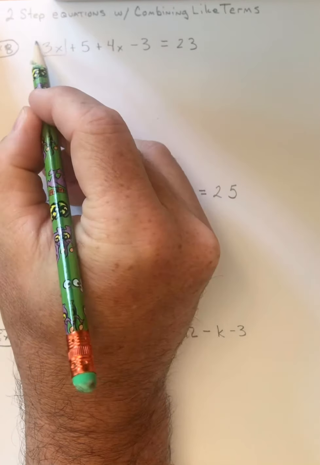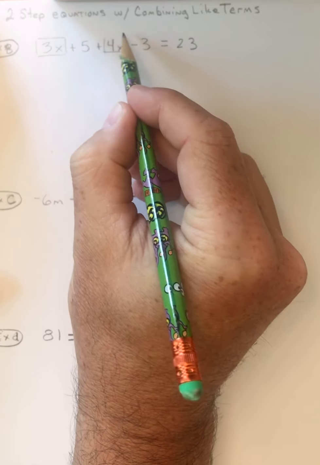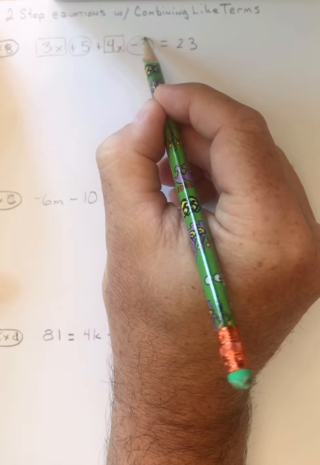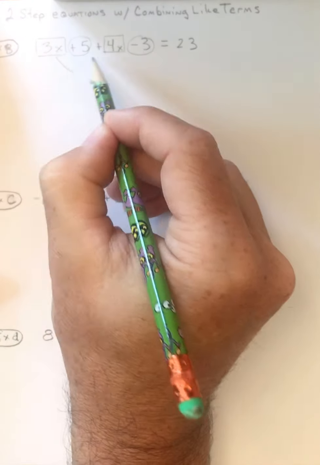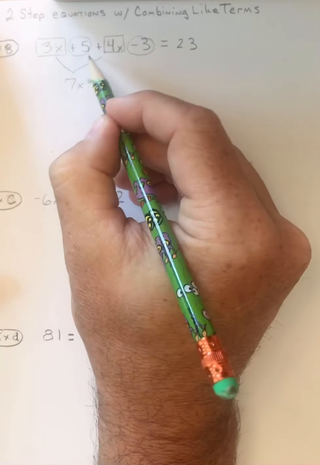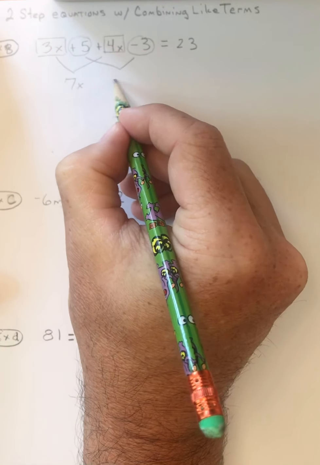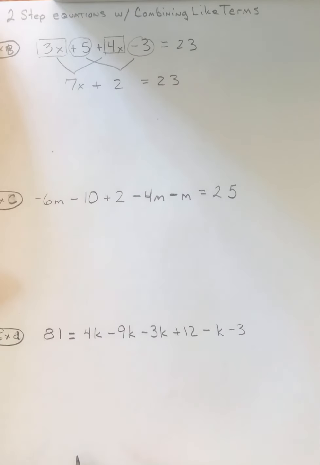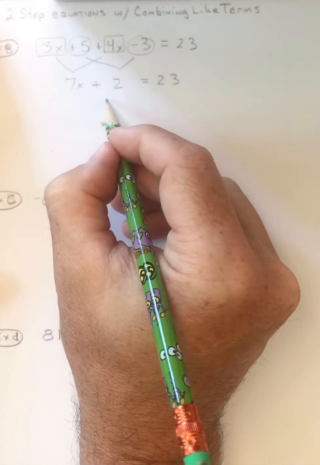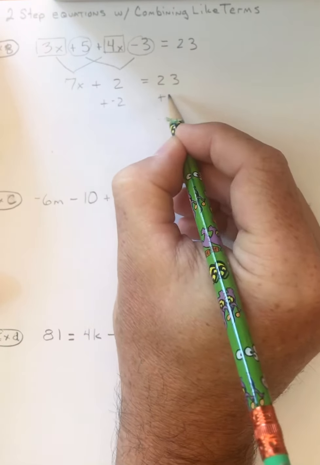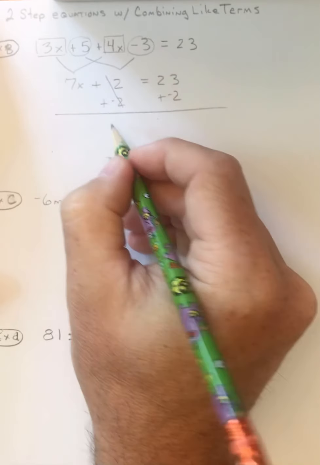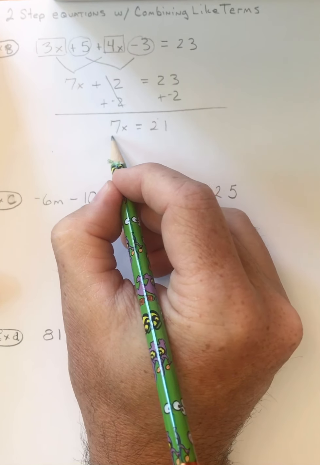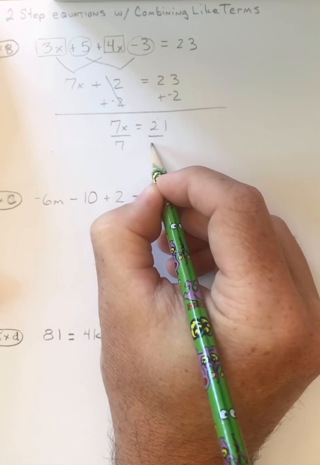All right, so I'm going to box up the ones I'm going to combine. So these are all the ones with x's, and these are all my constants. I'm going to add those. 3x plus 4x is 7x. 5 plus -3 is 2. Okay, and now this looks like a two-step equation. All right, so I'm going to add -2 to each side. You can call that subtracting 2 if you'd like, doesn't make any difference. 7x equals 21. This is a multiplication, one-step equation. And I'm going to divide both sides by 7.